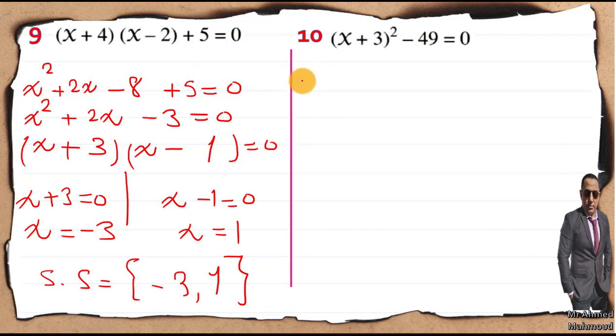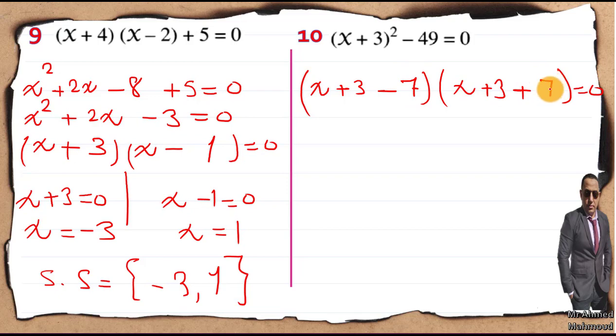How come, Mr. Ahmed? I'm going to open two brackets like this, equal 0. One of them negative and the other positive. x plus 3 all power of 2: right here x plus 3 and here x plus 3. 49, its square root is 7. So 7 here and 7 here. This is the easiest way. Now x inside the brackets: x plus 3 minus 7 equals negative 4. And here x plus 3 plus 7 equals positive 10, equal 0.